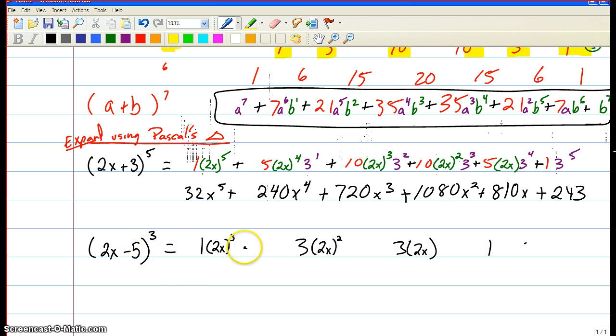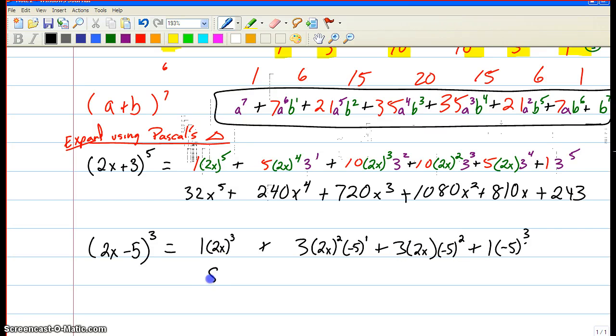And then we reverse it for negative 5. We put in negative 5 though. Okay, this becomes negative 5 to the 0, negative 5 to the 1st, negative 5 to the 2nd, and then negative 5 to the 3rd. Add up all those separate terms, and we'll simplify.